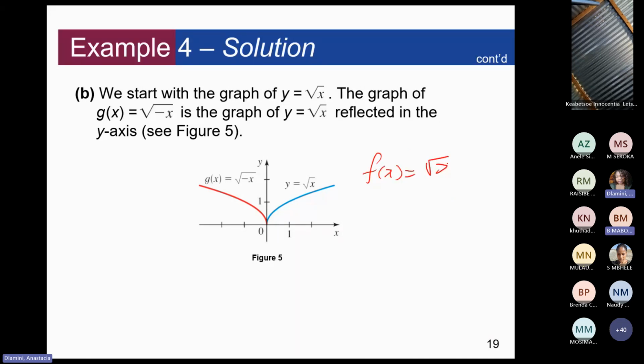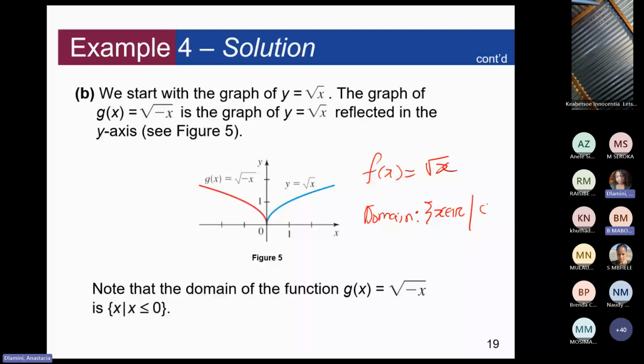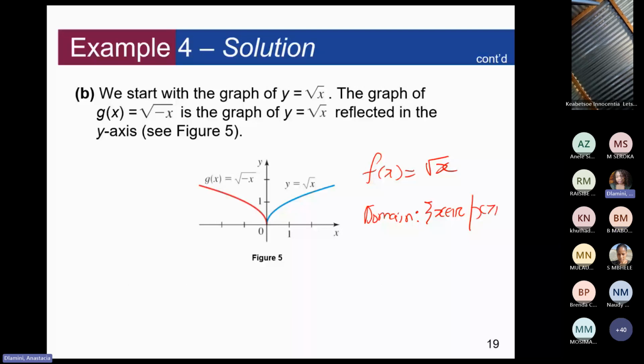Domain of f. So x is an element of real numbers such that x is greater than or equal to 0. Thank you. The domain is always there in the exam, guys.